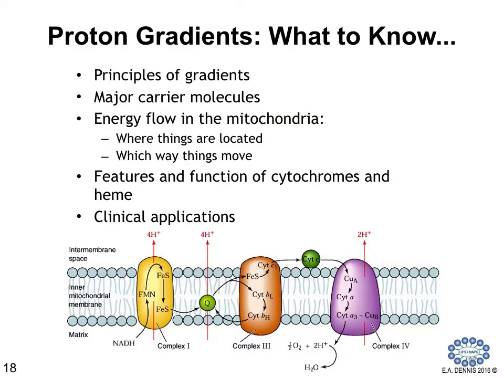Finally, this lecture has been packed full of detailed information, so I want to conclude the lecture by reviewing what one really needs to know and get out of this lecture. So first of all, with regard to protein gradients, Part A, one should understand the principles involved in gradients, the major carrier molecules, and how the energy flows in the mitochondria, from where things are located and where they move to. The features and function of the cytochromes and heme are central to this, and there are numerous clinical applications from understanding the electron transport chain.